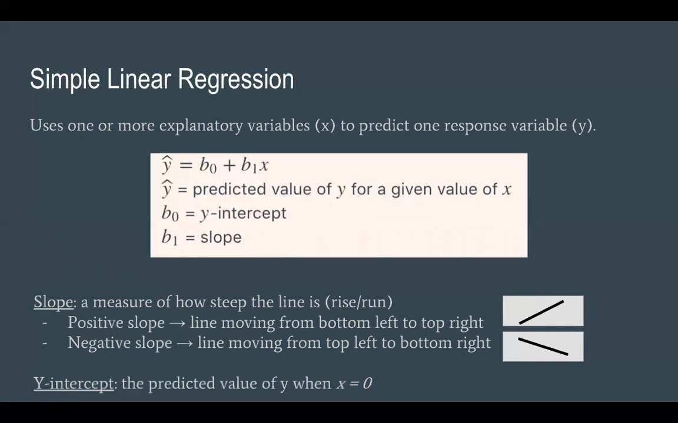The slope is a measure of how steep your line is, also known as rise over run, if you remember from algebra. A positive slope is when your graph moves from bottom left to top right, and a negative slope is when the line moves from top left to bottom right. Finally, your y-intercept, known in the simple linear regression equation as b sub 0, is the predicted value of y when x equals 0.